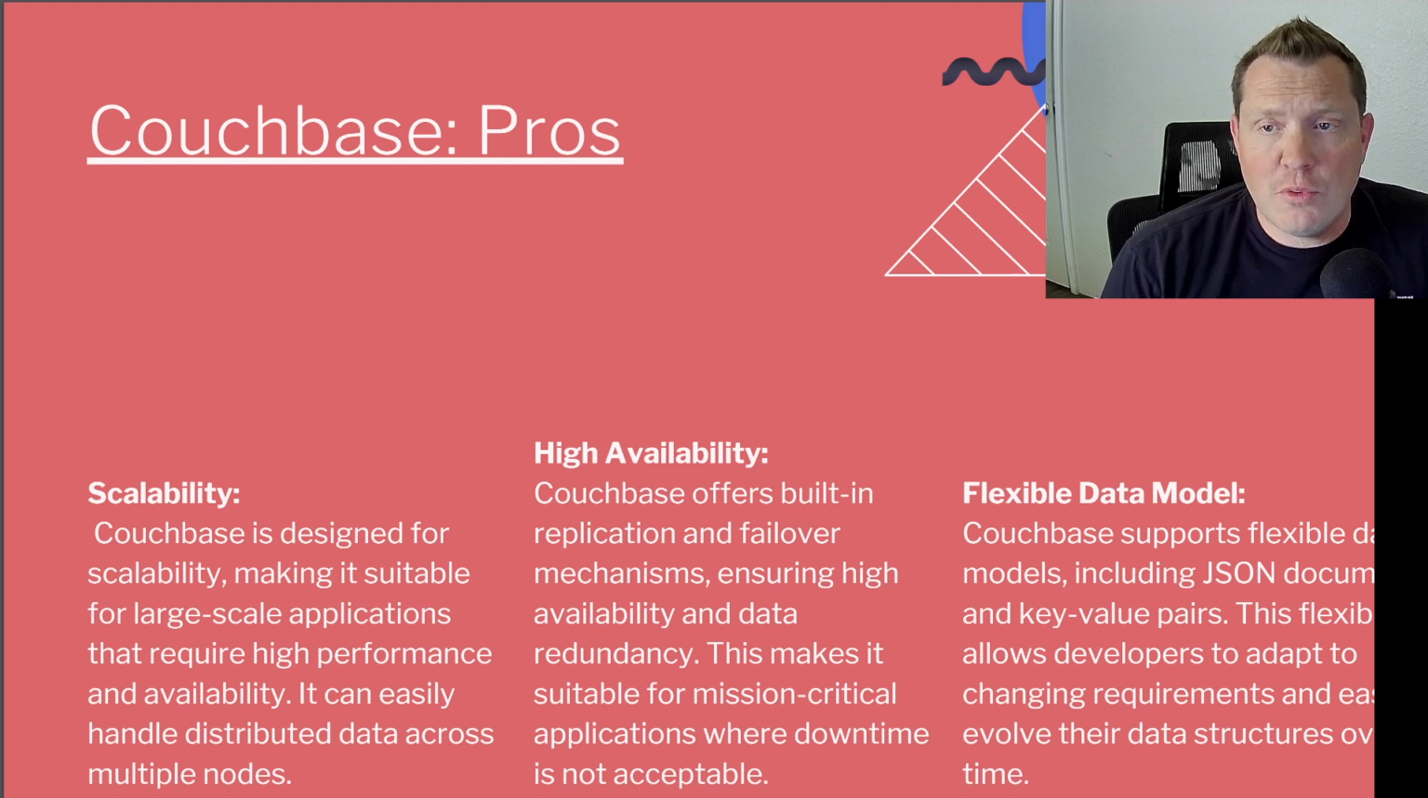It also supports flexible data models, including JSON documents and key-value pairs. This flexibility allows developers to adapt to changing requirements and evolve their data structures over time. So Couchbase might be a better comparison against Redis. Really, SQLite and Couchbase are pretty much polar opposites when it comes to what they're really good at.